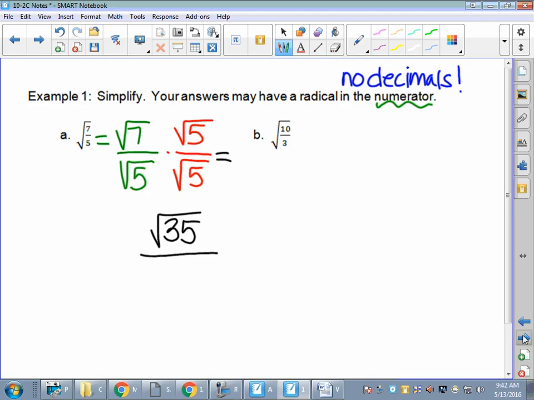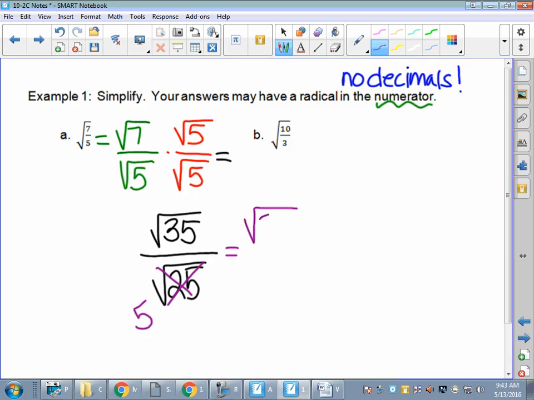My denominator, I've got a square root of 5 times a square root of 5. Multiply our radicands. We've now got ourselves a square root of 25. Now we're going to look to see if we can simplify, either the radicands or the coefficients. So this time we don't have any coefficients, so we can't do anything. But I'm hoping that you're noticing that that denominator is a square root of 25. Everybody knows that's a perfect square, right? What's a square root of 25?